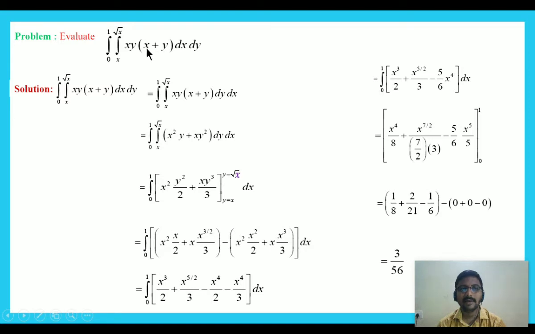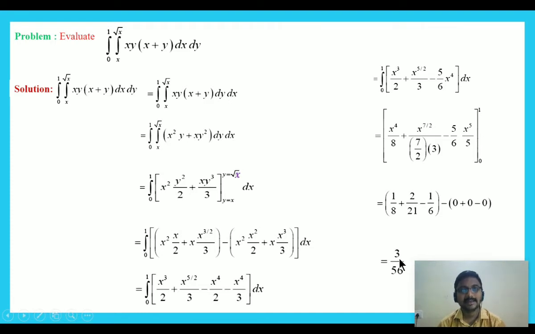So here don't forget, x to root x are the limits related to y, and 0 to 1 are the limits related to x. So x to root x is related to y because y limits are in terms of x. We have to apply integration first with respect to y and then x. The double integration is reduced to a single integration, and then the single integration can be easily solved.